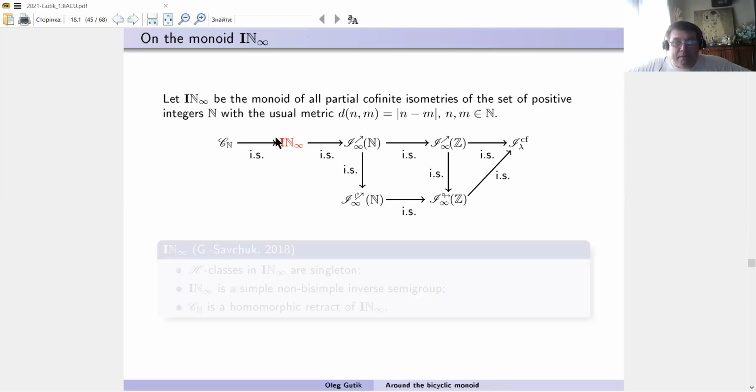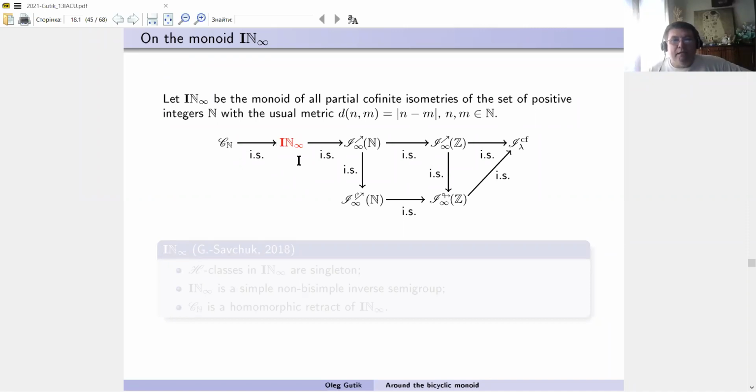So this result was obtained more than 2 or 3 years ago. All the results are with my PhD student, a former PhD student of Professor Komarnitsky, Anatoly Savchuk. First, we remarked that all such cofinite isometries of the set of positive integers have the following property: such an isometry is a partial cofinite shift of the set of positive integers.